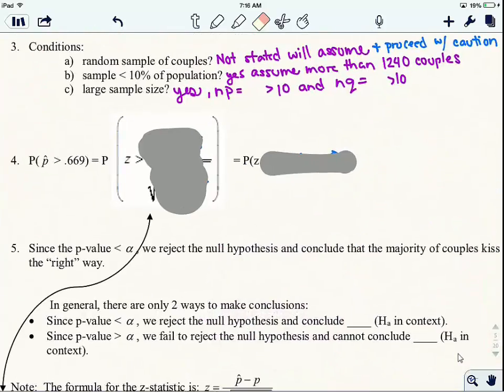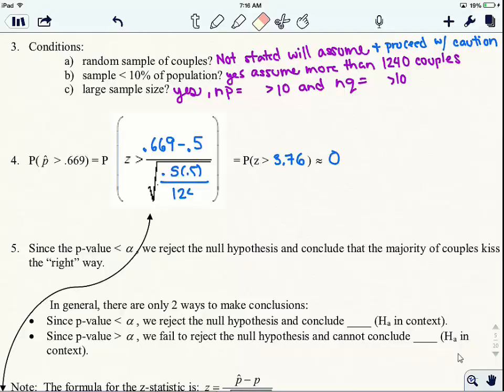All right, we want to find the probability of p hat being greater than 0.669, which would be the same as the probability of the z-score, which we had as 3.76. And when we put that in the calculator, we got 0. Again, at this spot, you would want to draw the curve in with your average. We're at 1, 2, 3, over 3 standard deviations to get this. So you can see that it's a very small probability.